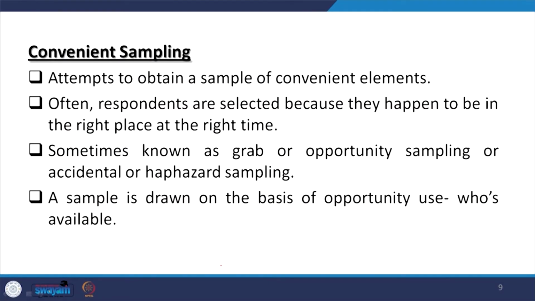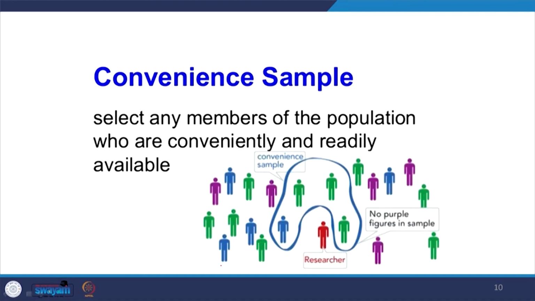Often respondents are selected because they happen to be in the right place at the right time, sometimes known as grab or opportunity sampling, or accidental or haphazard sampling. A sample is drawn on the basis of opportunity, or basically we use who is available. That is also called convenient sampling. Usually you might have seen researchers consider the sample conveniently from their own area, from their own proximity. That is also one form of convenient sampling.